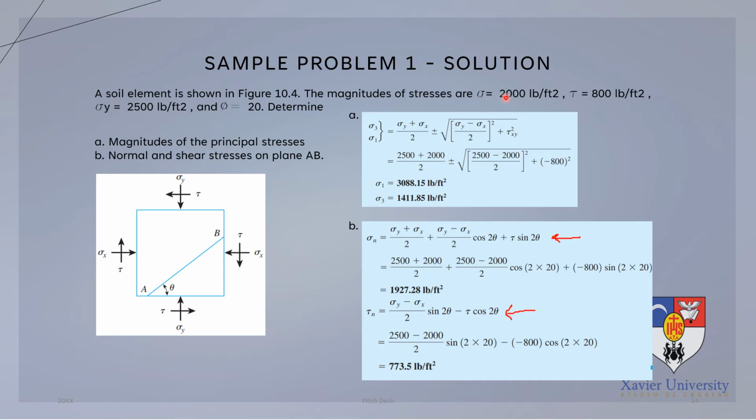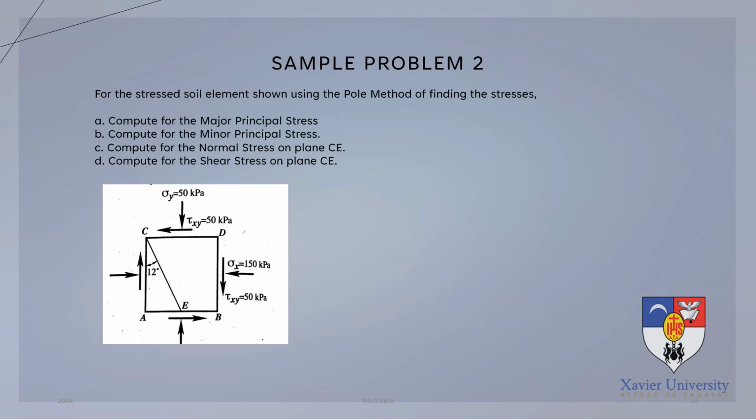Now, by the way, this 2,000 pounds in here is actually sigma x. Your sigma y would be equal to 2,500. So computing this one, you will come up with the values of your normal stress and your shear stress respectively. That solution is simply based on the equations given in the previous discussion.